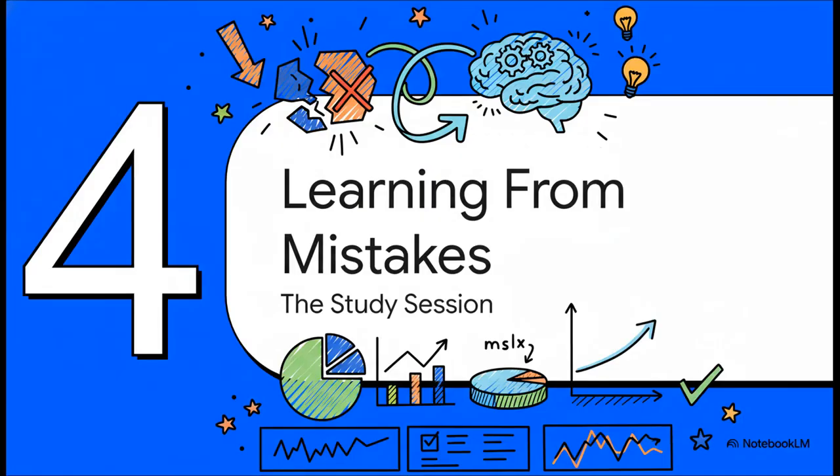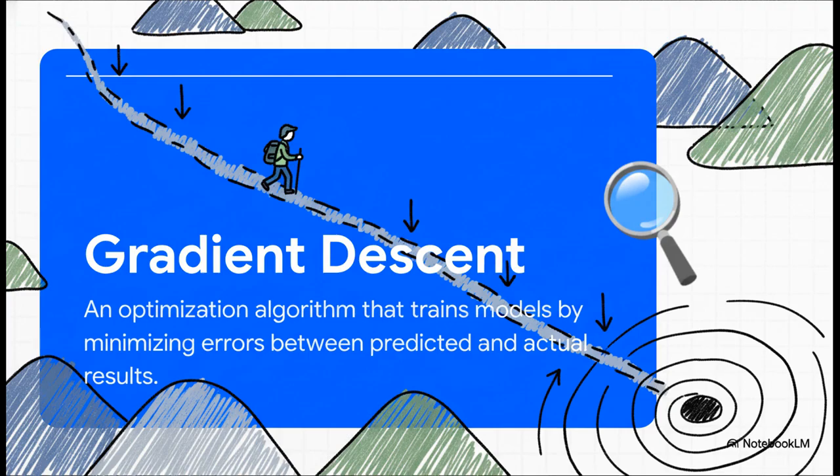So the model has its score. It has its loss value. It knows it messed up. What happens next? Well, now comes the study session, where it actually uses that feedback to get better. And this right here is the real heart of what we call learning. Okay, so the most common way models learn is through an amazing little algorithm called gradient descent.